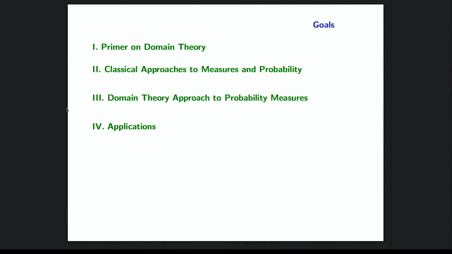Okay, to start, the goals of the talk then are to give you a short primer on domain theory, and then talk a little bit about the classical approaches to measures and probability, much of which Prakash covered, but there's some ideas that I think bear mention that he didn't talk about. And then tell you about the domain theoretic approach, and then talk about some applications. And the applications I'll refer to are some recent ones, one of which relates to Dana's stochastic lambda calculus that he talked about on Monday.